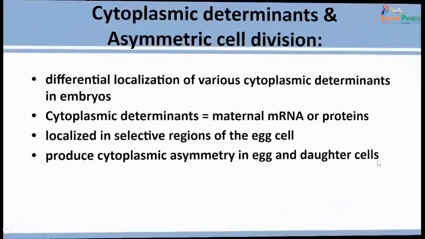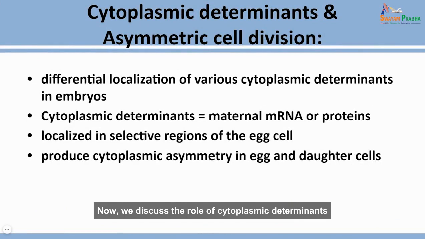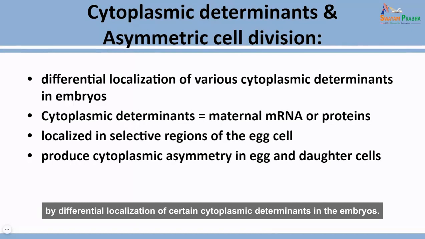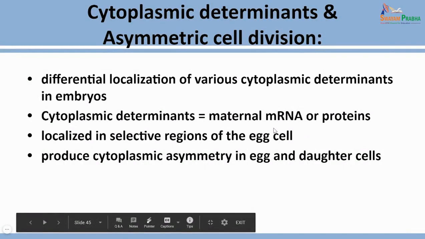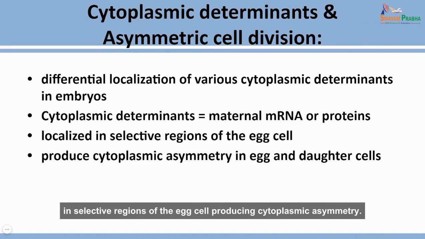Now we discuss the role of cytoplasmic determinants and asymmetric cell division during development. Students, cell differentiation may be brought about by differential localization of certain cytoplasmic determinants in the embryos. Now, what are these cytoplasmic determinants? They are actually the maternal mRNA molecules or proteins which are donated by the ovum and are localized in selective regions of the egg cell, producing cytoplasmic asymmetry. Now, when this cell divides, the cytoplasmic determinants will also be unequally distributed between the two daughter cells, so that each of the two daughter cells will develop differently. And this is known as the phenomenon of asymmetric cell division.